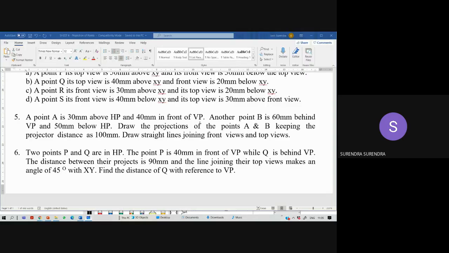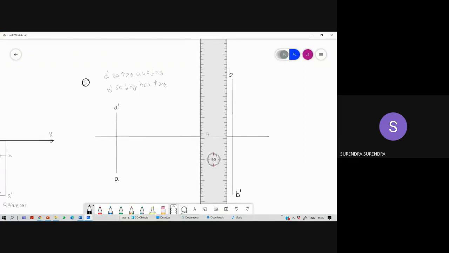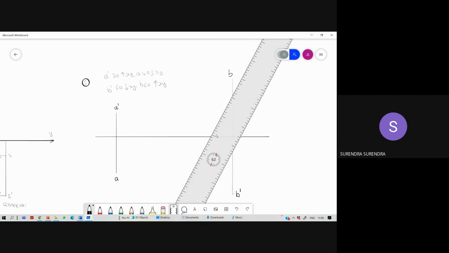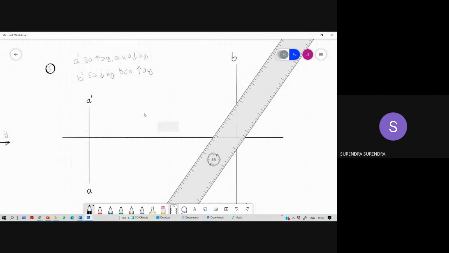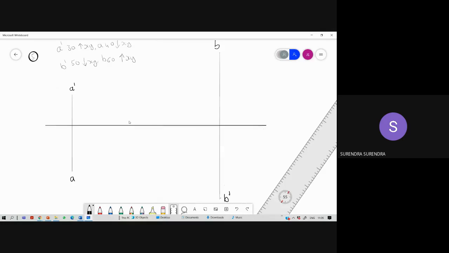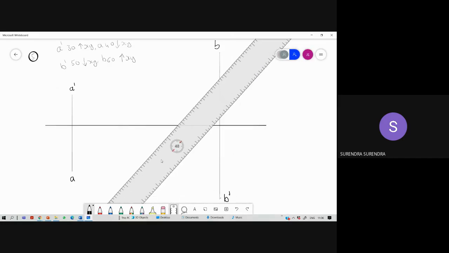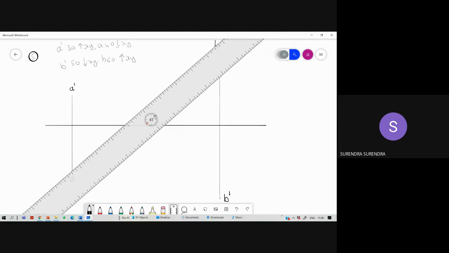Now what is asked to draw? Draw the straight lines joining their front views and top views. So this is what is asked to draw. So draw this with HB pencil. So join the front views, meaning join A dash B dash, and the top views AB. So first let us join AB.